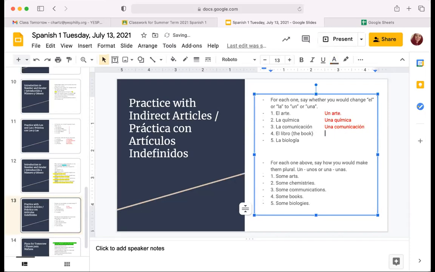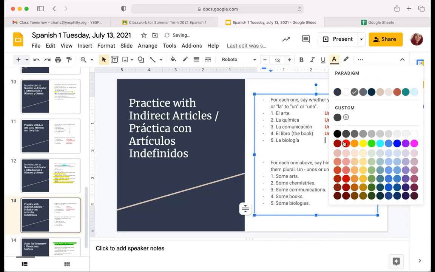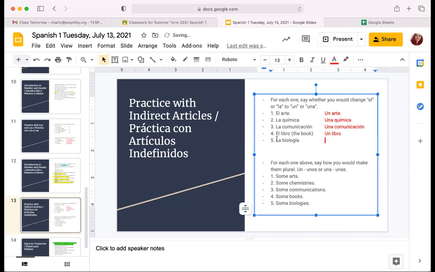Okay. And this wasn't one of our vocab words, but I was looking for another masculine one, so I put this one in. El libro is the book, and you see it starts with L, so it's masculine. And we know un goes with masculine. And for the last one, we have la biología, and that's feminine, right? So we know una goes with feminine. Why can I not type?